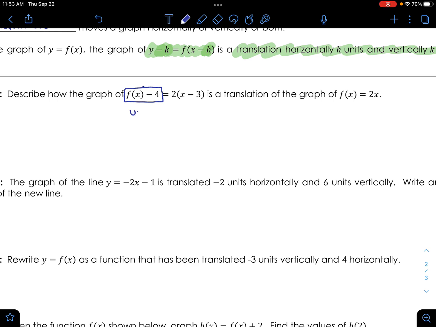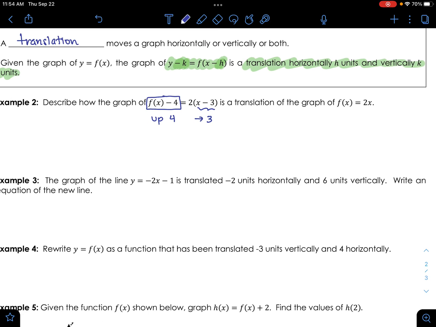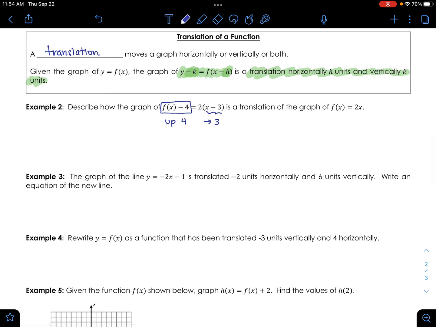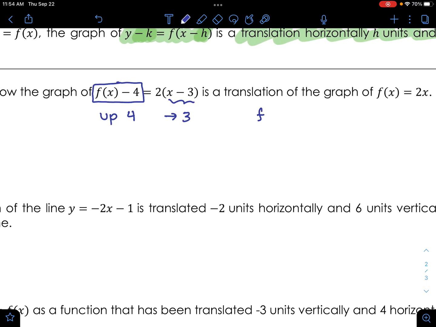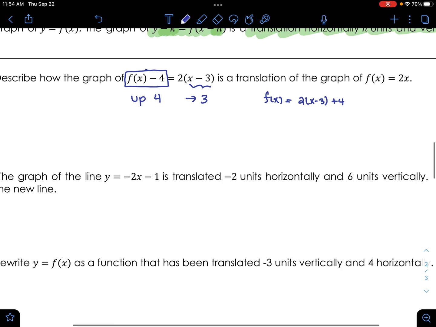So that means it is moving up 4 units. If you look here, that is telling us that it is moving right 3 units. So we have a graph that is moving up 4 units and right 3 units. Again, this could be written as f of x equals 2 times x minus 3 plus 4. So those would do the same thing.